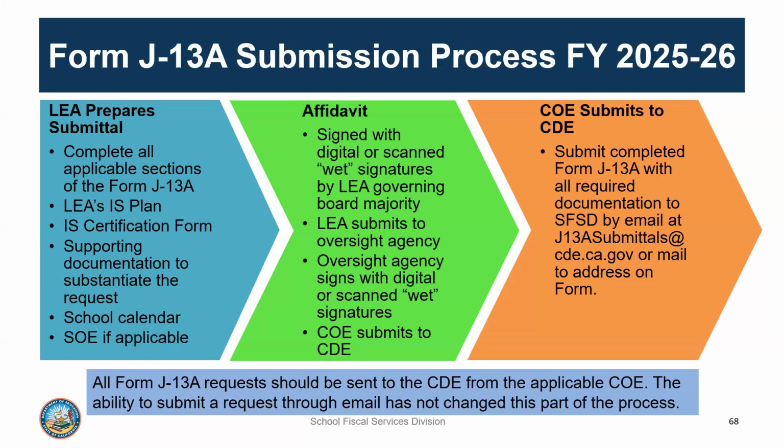The LEA must include all necessary supporting documentation and include a school calendar. If a governor's declaration of emergency was in effect, a copy of that declaration should be included. The Form J13A can be submitted with wet, digital, or scanned wet signatures by a majority of the LEA's governing board members, the county superintendent, and witness for both the board members and the county superintendent. If the Form J13A is submitted for a charter school, the charter school's authorizer must also sign the affidavit.